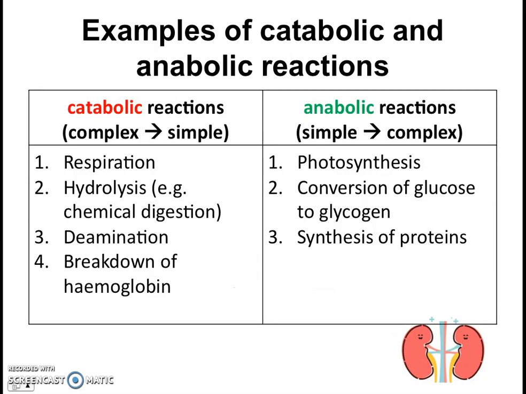So hopefully you got something like this, where these are the catabolic reactions, where larger complex substances are being broken down, for example, glucose being broken down in respiration, or large food molecules being broken down in chemical digestion. And anabolic reactions are reactions where substances are being built up. So simpler substances, like many units of glucose, are built up into a larger molecule of glycogen, or proteins are being synthesized from amino acids.